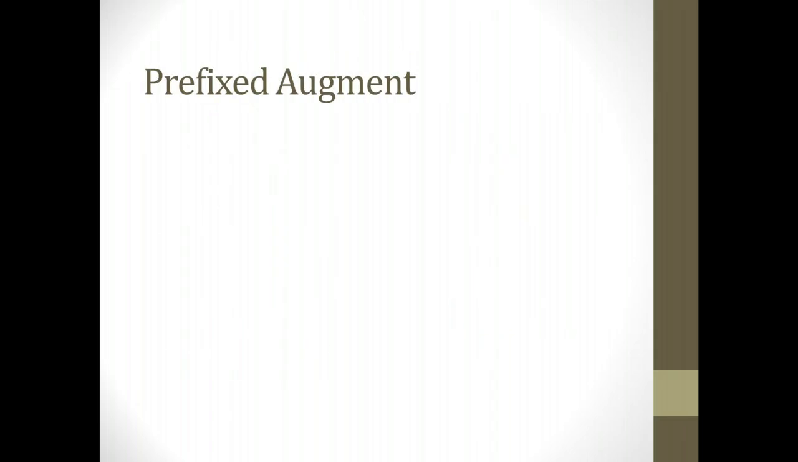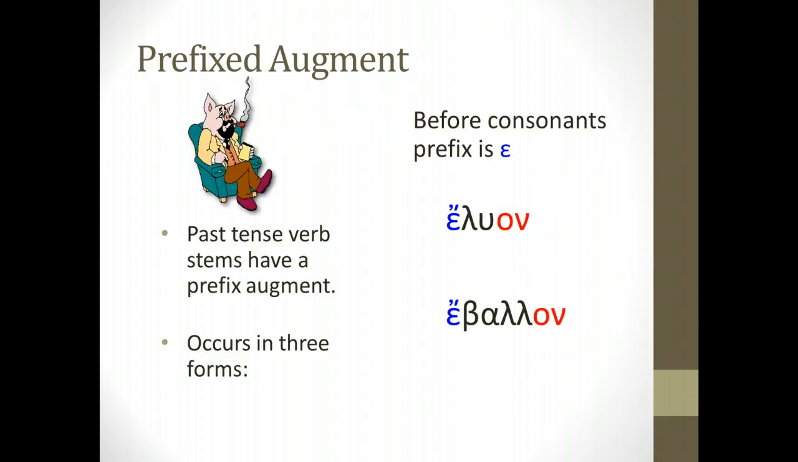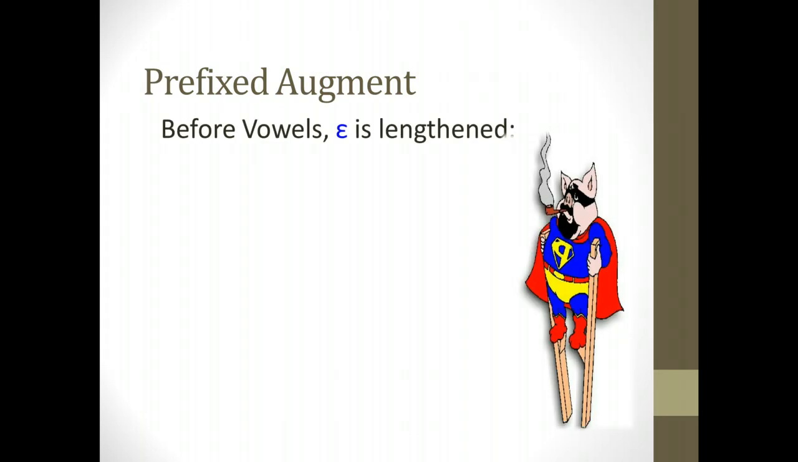But there are other times when the prefixed augment is going to show up in other ways. Okay? Let me just back up. The prefixed augment at times, when it appears before a vowel, is going to be lengthened. And so here you see Mr. Hogman. He is standing here in a disguise because he doesn't look exactly the same way he did before, and he's standing on a pair of stilts to remind you of lengthening. And so let's look at some examples of how this happens.